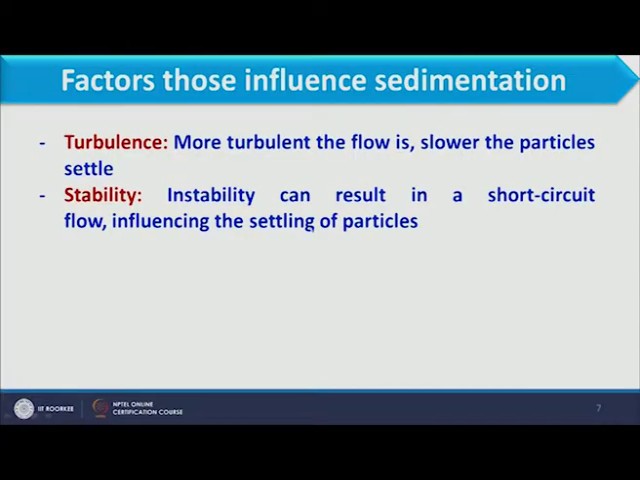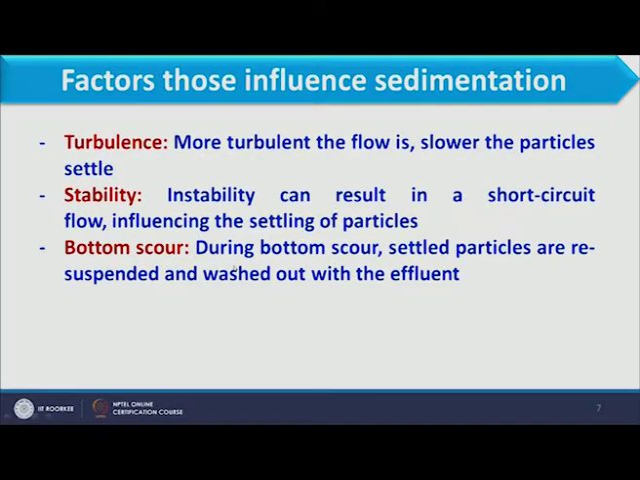Stability: instability can result in short circuit flow, influencing the settling of particles. So, here we need stability in the settlement of the particles. Next factor is bottom scour. During bottom scour, settled particles are re-suspended and washed out with the effluent. Now, bottom scour is basically about the sludge available at the bottom of the tank. So, when we clean this, it will be taken out, suspended, and washed out with the effluent.